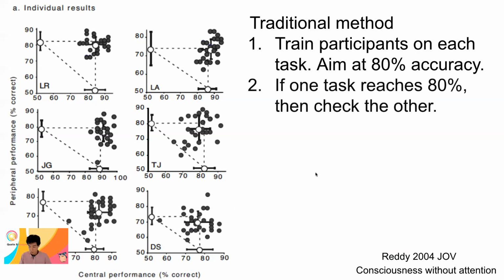And then, okay, now let's move on to the peripheral task. And then we set the stimulus parameter, and then we wait until that task performance reaches around 80%. Okay, now both of them get to 80%. Okay, let's start the experiment. That's not possible because we need to check whether the first one is actually still 80%.